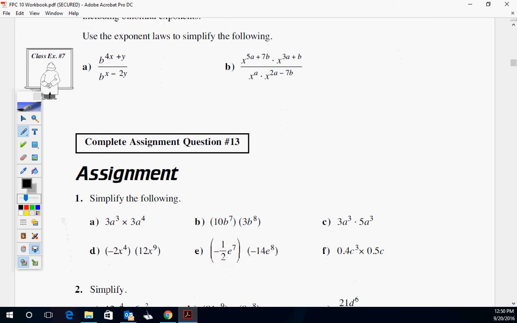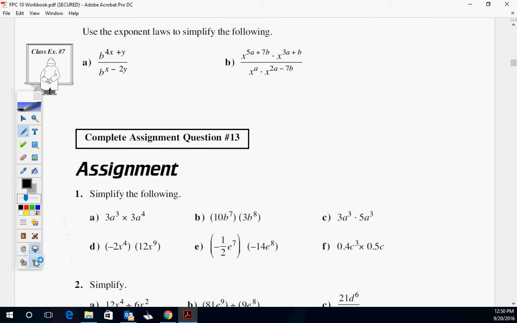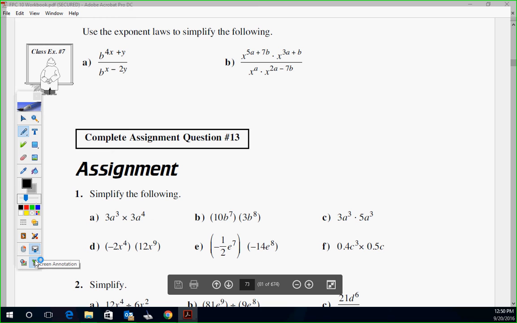Okay, so it says use exponent laws to simplify. So what I was trying to teach you here is that you're just writing these with the rules. So don't worry about not knowing what's inside here. So do they have the same base? Yes. So what are we supposed to do with these exponents? Subtract is division, right? So all you're going to do is go b to the 4x plus y minus x minus 2y. You're just subtracting the groups. You're just doing your rules.